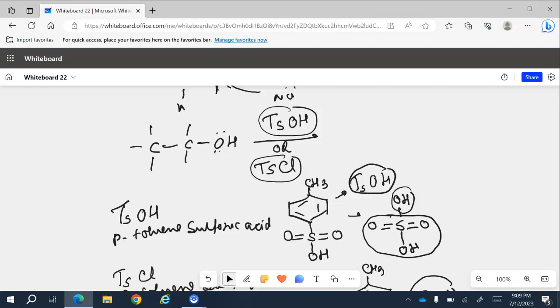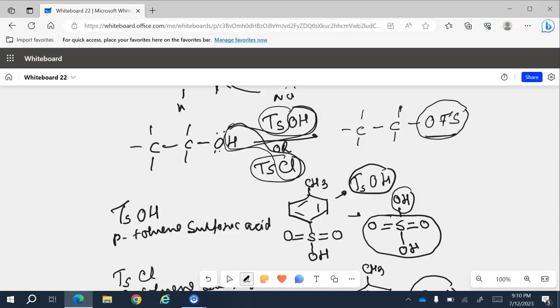So basically what happens is, if we are using TsOH, then here a water molecule will be removed, and the result here is the oxygen will be bonded with OTs, this toluene sulfonyl group. That will be a fantastic, excellent leaving group, much better than that of water. So whenever we are using TsCl, we are removing HCl as the side product, and the OTs group is attached. If we are using TsOH, water will be removed and the OTs group is attached.